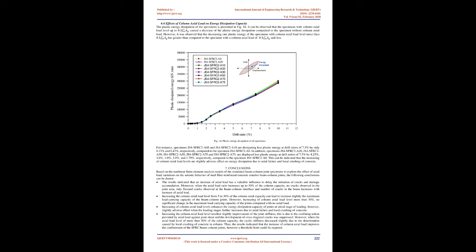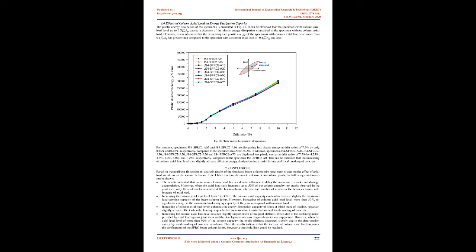For example, joint cracking patterns at the first cycle of 5% drift ratio are shown in Fig. 14. G. JS4 Sfrc2A70, H. JS4 Sfrc2A75. Fig. 14. Joint cracking behavior of all the specimens at 5% drift ratio.